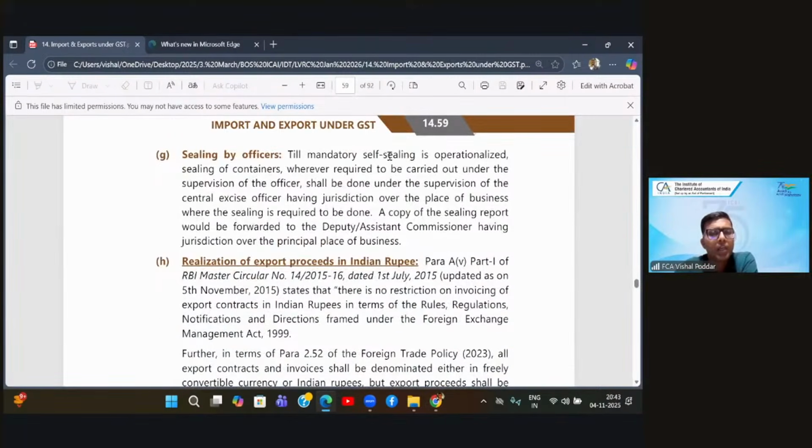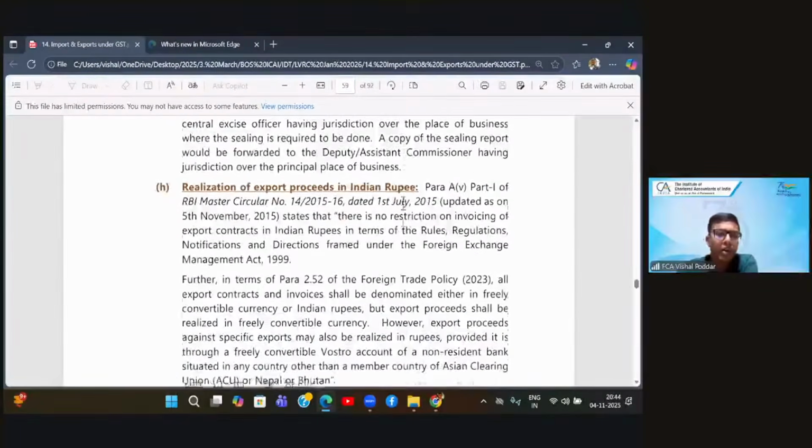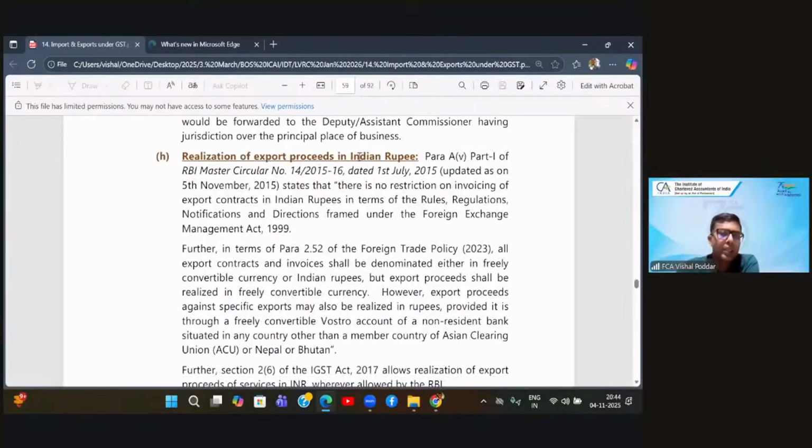Sealing by officers. Till mandatory self-sealing is operationalized, sealing of containers wherever required to be carried out under supervision of officers shall be done under the supervision of excise officers having jurisdiction over your place of business. Next, realization of export proceeds in Indian rupees. Now, we saw that your sale proceeds should be realized in convertible foreign exchange to be eligible for export. However, there are some concessions where export proceeds can be realized in rupees also.